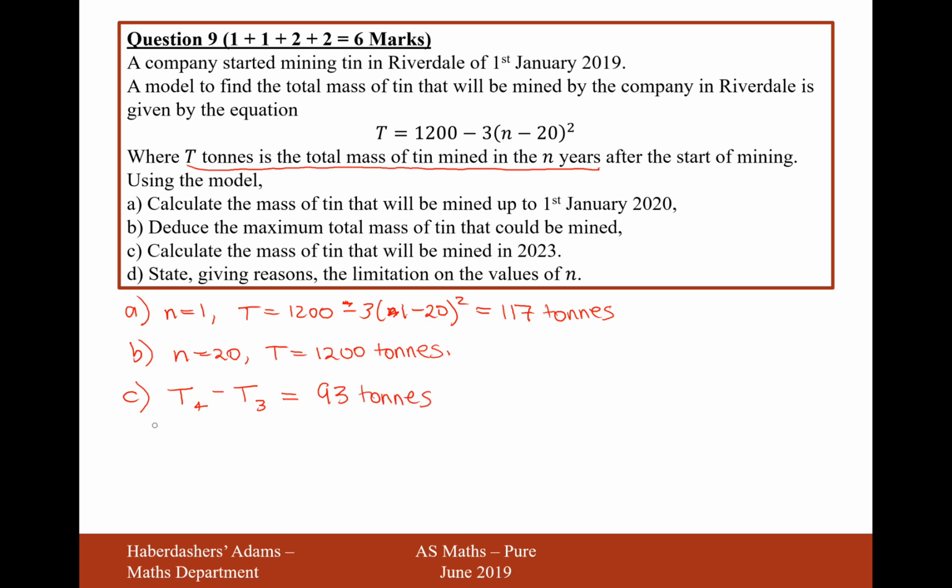Let's just show you the calculations there. So it's going to be 525 when you plug in n equals 4 and 432 when you plug in n equals 3, and that will give you 93.